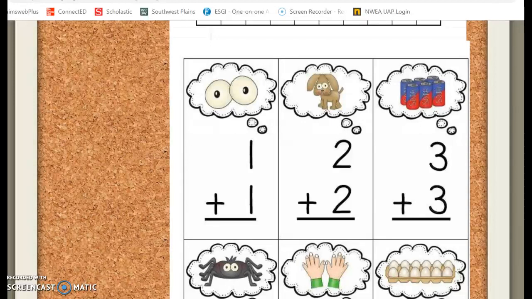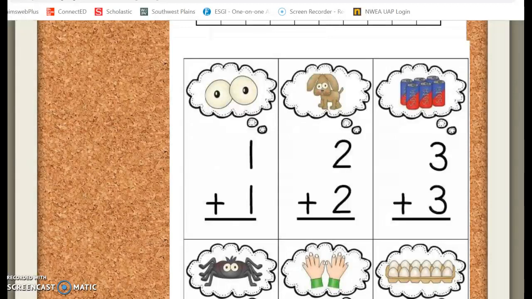So if I see 1 and 1, is this a doubles math fact? Yes, it is. That is a doubles math fact because it's the same addends. So whenever I think of 1 plus 1, I think I have 1 eye on this side and 1 eye on this side. What is 1 plus 1? 2. Very good. So whenever we see 1 plus 1, we should think of our eyes. How many eyes do I have? 2. So my sum is 2.